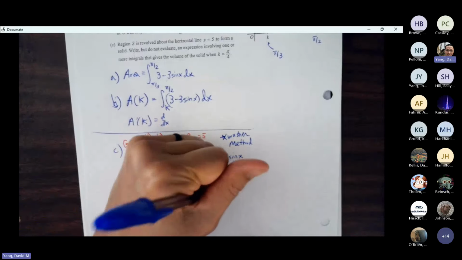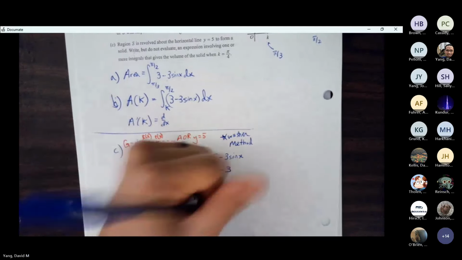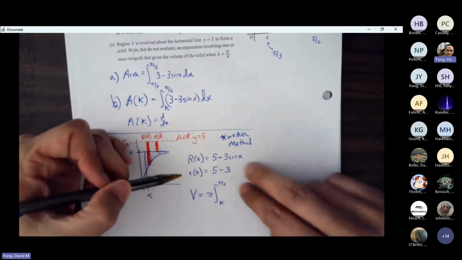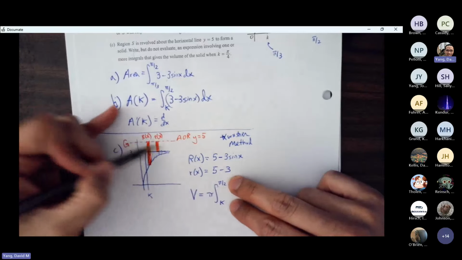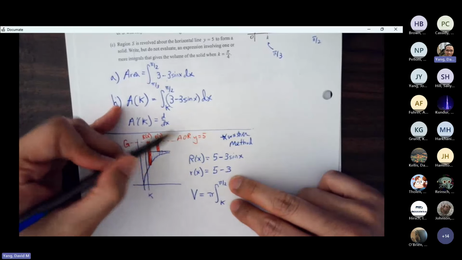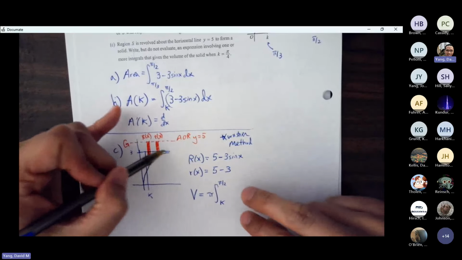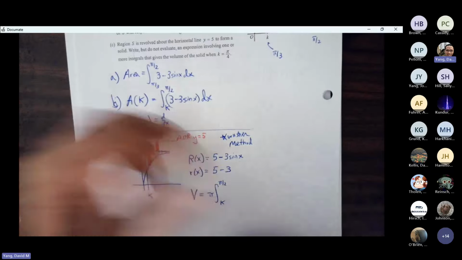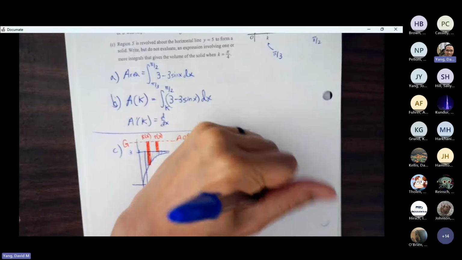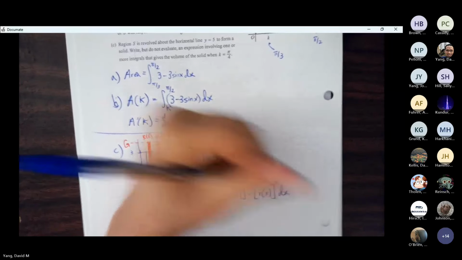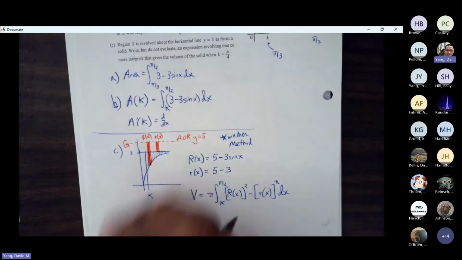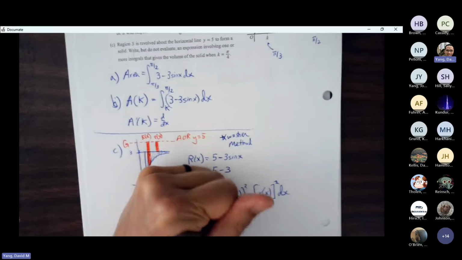Okay, your volume formula is just pi integral from k to pi over 2, because that's the left and right bound of our shaded region. Now keep in mind, whenever you're doing bounds, don't look at your axis, just look at your shaded region. Your bound is just for your shaded region. It doesn't matter how far away your axis is, the axis has no influence on the bound of your integral. Okay, and then we do big radius squared minus little radius squared. Oh, they say when k equals pi over 4, so I need to replace k with pi over 4.